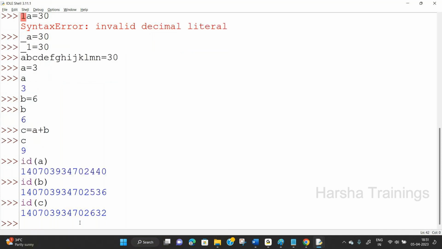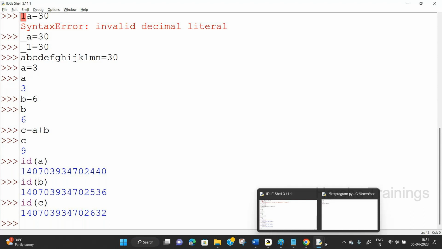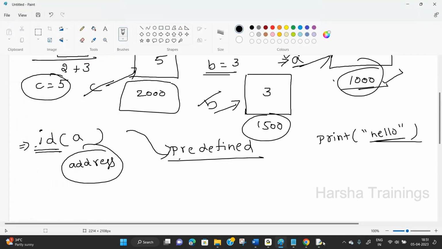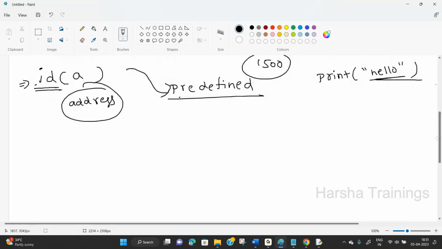Now you understand? So what is a variable? A variable holds some value. Each and every variable has some address. How do you identify the address? By using the function id, we identify the address of a variable. Up to now it is clear. So up to now identifier, keyword, installation, and we just entered into the main thing, variable. Under this variable I will give you two more points.